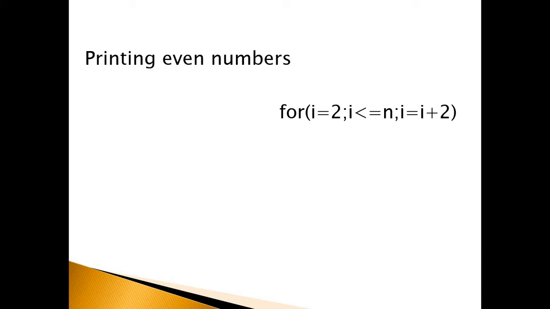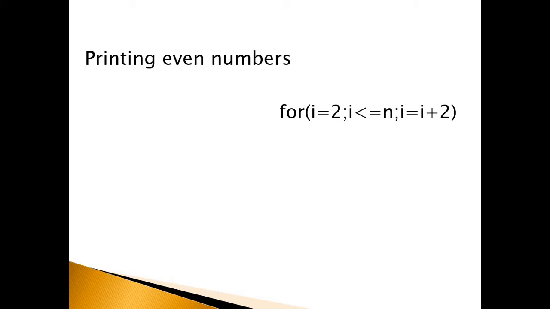We want to print the even numbers up to n. So the test condition we have given here is i <= n. And we are incrementing the value of i by 2 every time, because after printing 2, the next even number is 4. How can we get 4? By adding 2 to the previous value of i, that is 2. So 2 + 2 is 4.